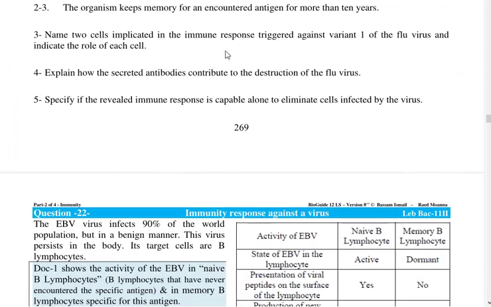Name the two cells implicated in the immune response triggered against variant 1 and indicate the role of each one. T4 and B cells. T4 here recognizes the antigen in order to activate the B cells. Will B cells secrete antibodies to destroy the virus.